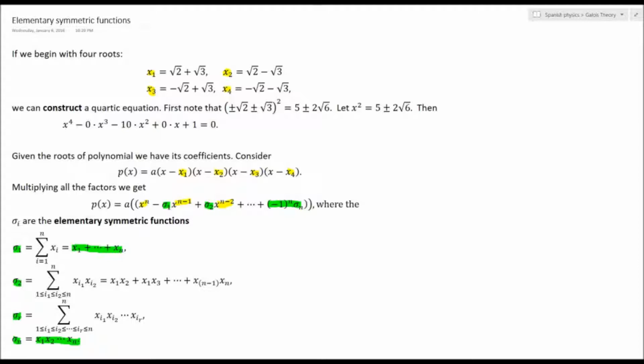And let me show you that if I take the plus or minus square root of 2 plus or minus square root of 3 and square it, I'm going to get 5 plus or minus 2 square root of 6. Let x squared be that and square it again, and I obtain a quartic polynomial. X to the 4th minus 10x squared plus 1 is equal to 0. You explicitly see how we obtain this polynomial from its roots.